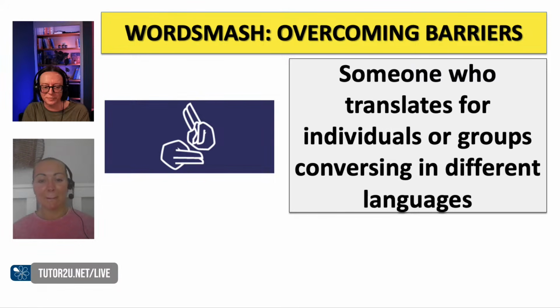How about this one? So we've got sign language translator, interpreter, sign interpreter. That's the best one so far. Sign language interpreter. I was actually thinking of something specific.